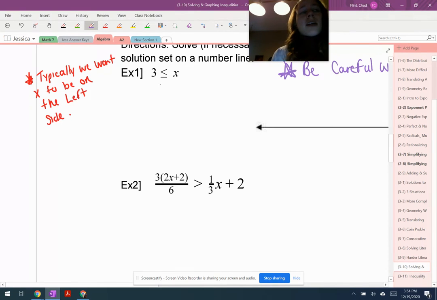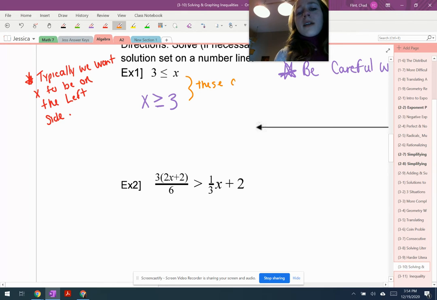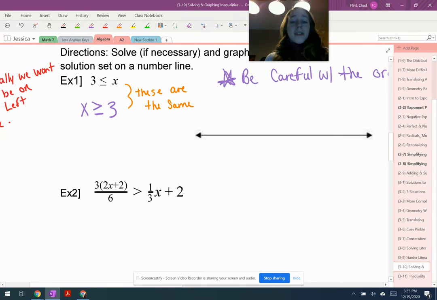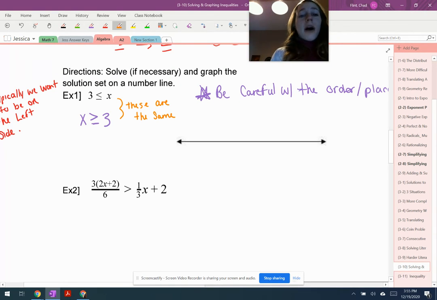So if I were to rewrite this, this clearly says that 3 is less than or equal to x, which means that x compared to 3 isn't going to be less than, because that would not be possible. If 3 is less than or equal to x, that means x is greater than or equal to 3. Notice how that inequality flipped when you moved the placement of the x. So I'm just going to make a note here that these are the same thing.